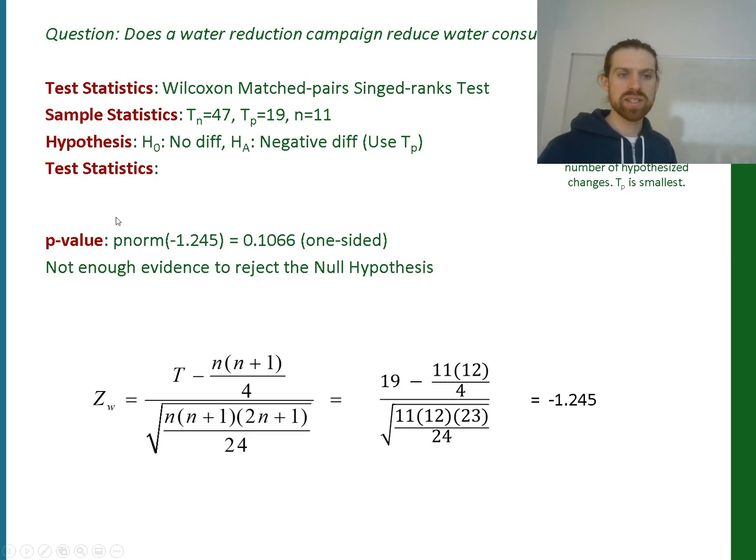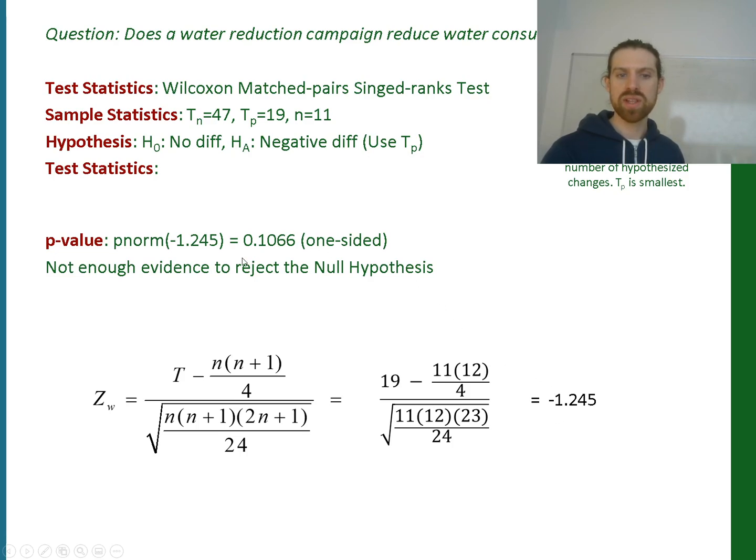So the test statistic, how do we get that? Well, we need to basically run through this equation down here. We've determined what T we're going to use. We've got the size of the sample, which is 11. And then we've also got all of these other values that we need to fill out. And when we run through that, we get a test statistic of minus 1.245 standard deviations below the mean.